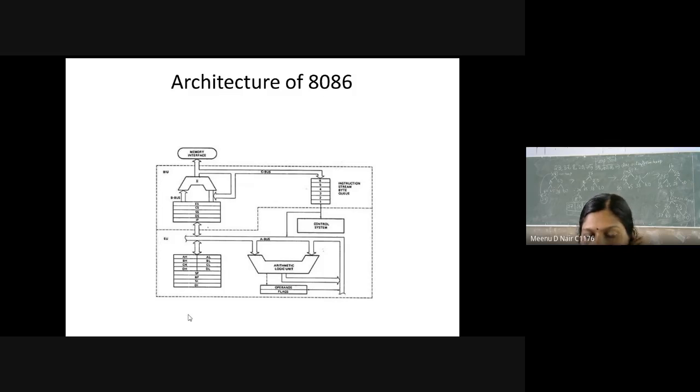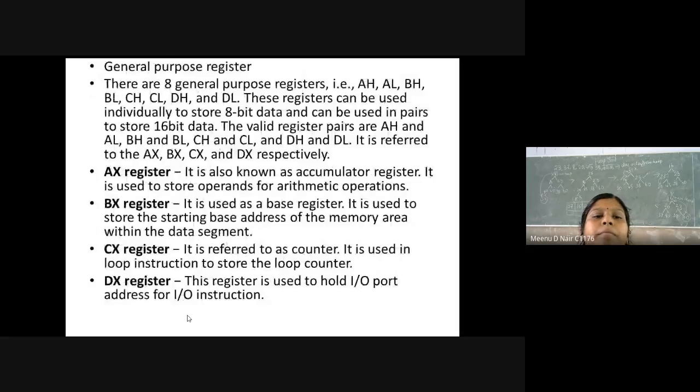You can remember them as ABCD: AX, BX, CX, and DX. So there are 8 general purpose registers, that is AH, AL, BH, BL, CH, CL, DH, and DL. Each can store 8 bits of data. If you want to store 16-bit data, you club them together: AH and AL as AX, BH and BL as BX, CH and CL as CX, and DH and DL as DX. This is the general purpose register.